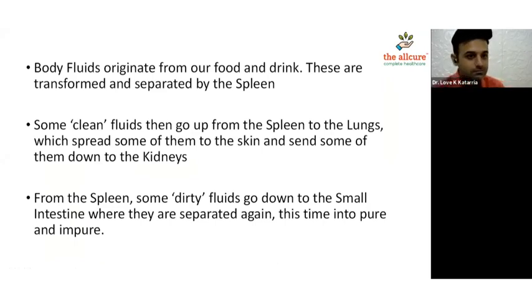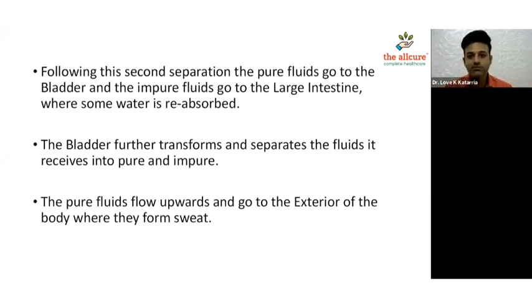So let's read out. Body fluids originate from our food and drink, and these are transformed and separated by the spleen. Some clean fluids then go up from the spleen to the lungs, which spread some of them to the skin, and some of them down to the kidneys. From the spleen, some dirty fluids go down to the small intestine, where they are separated again, this time into pure and impure. Following this second separation, the pure fluids go to the bladder, and the impure fluids go to the large intestine, where some water is reabsorbed.